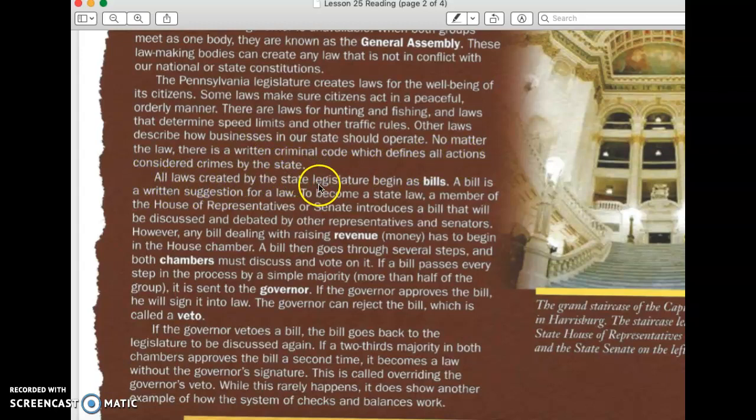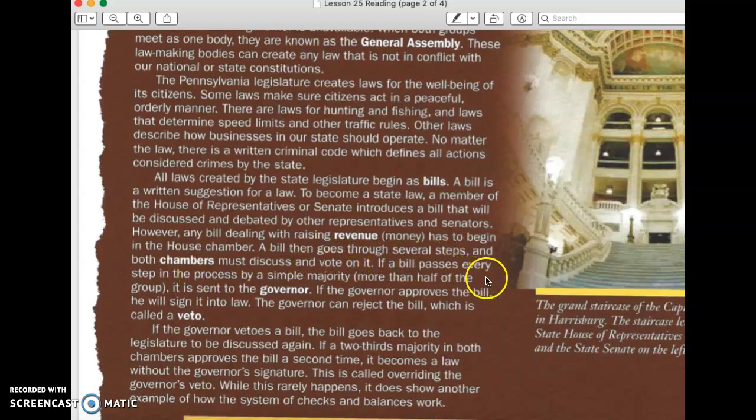All laws created by the state legislature begin as bills. A bill is a written suggestion for a law. To become a state law, a member of the House of Representatives or Senate introduces a bill that will be discussed and debated by other representatives and senators. However, any bill dealing with raising revenue, money, has to begin in the House chamber. A bill then goes through several steps, and both chambers must discuss it and vote on it.